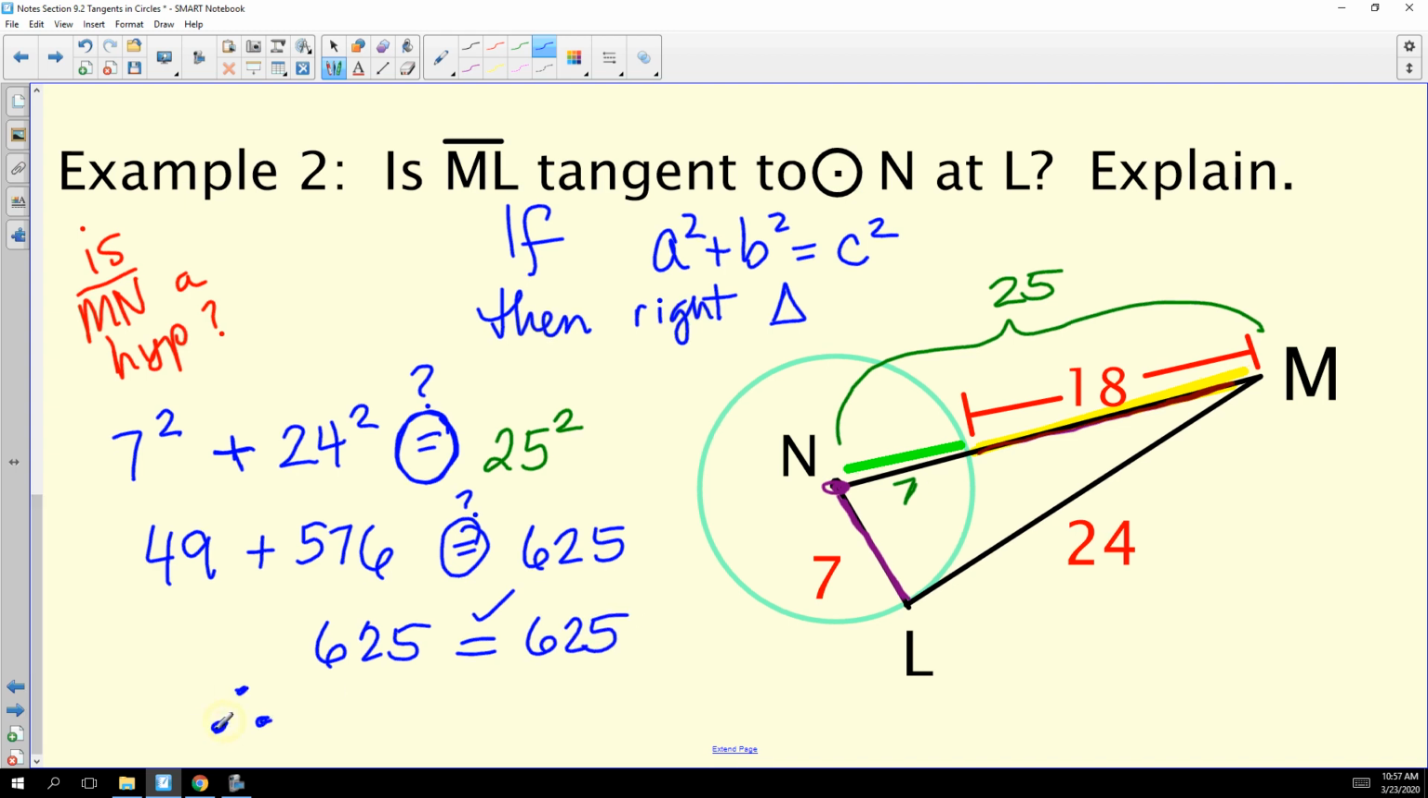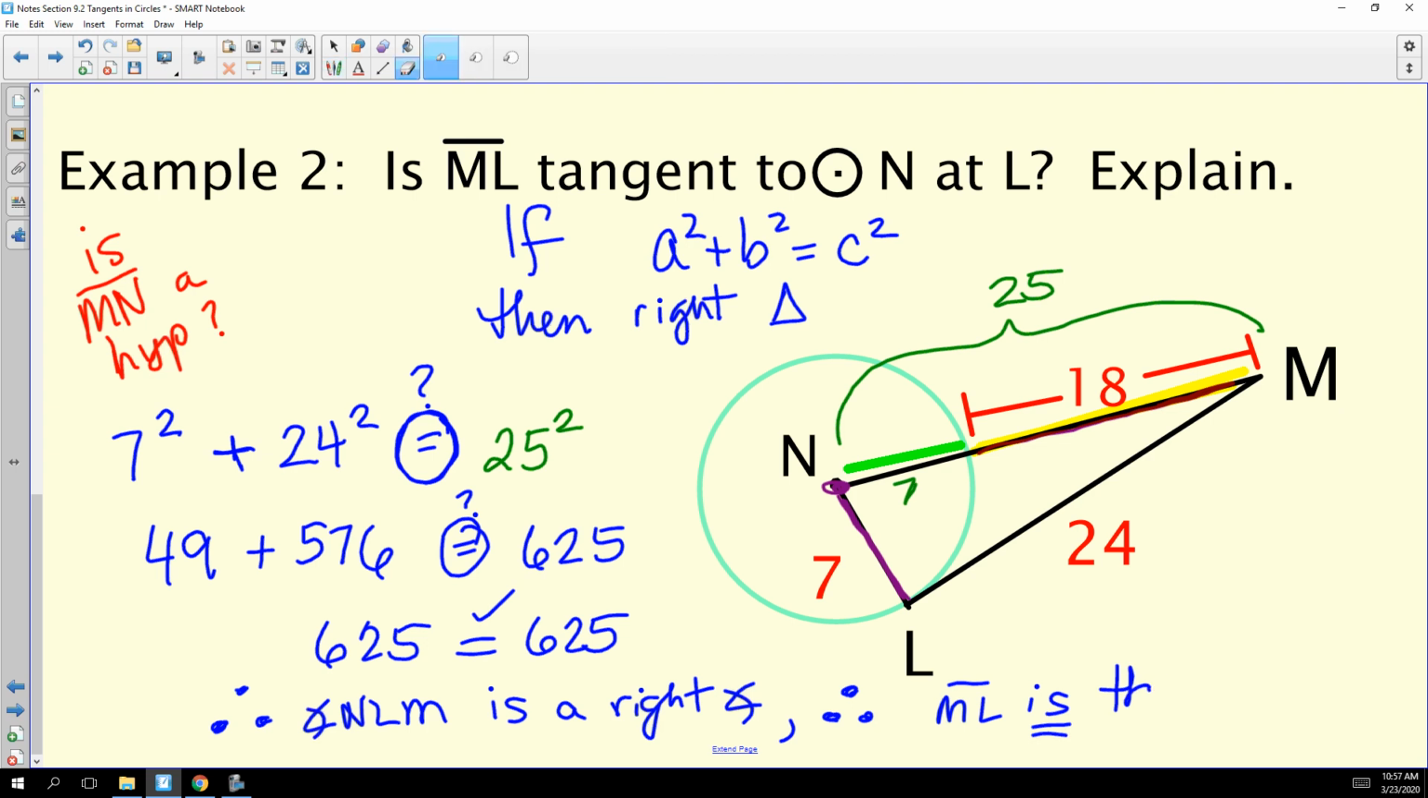Therefore, angle NLM is a right angle, right? Therefore, segment ML is tangent to the circle at point L. And that's it.